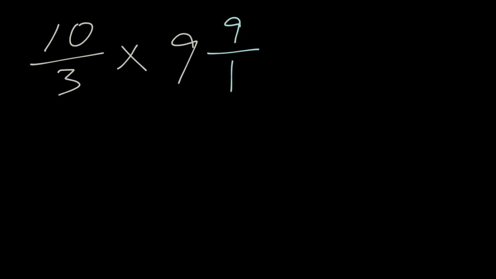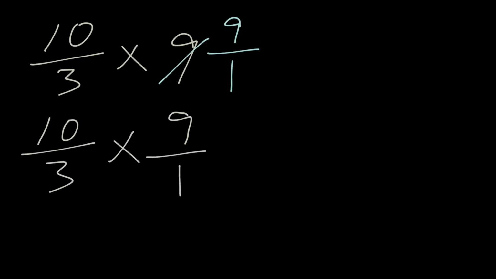Now what if you multiply the fraction by a whole number? The first thing we need to do is convert the whole number to a fraction. So in this case, 9 would be equivalent to 9 over 1. So we'll write 10 over 3 times 9 over 1. And here we can see 9 and 3 can both be simplified by 3.